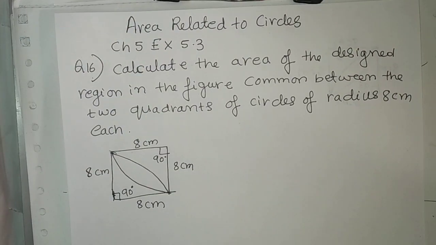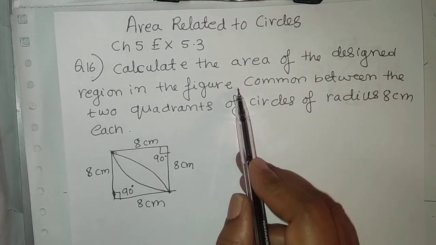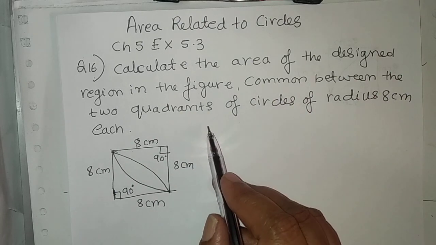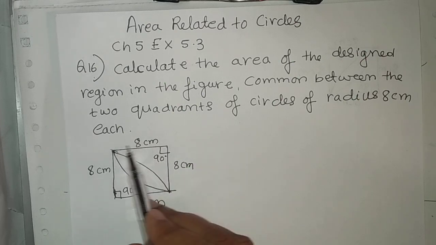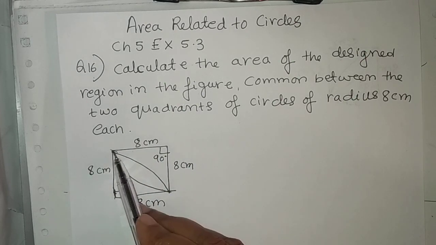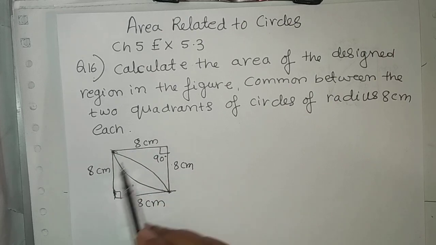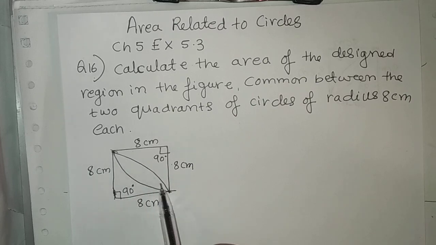So 16th is: calculate the area of the designed region in the figure, common between the two quadrants of a circle 8 centimeters each. So a square is there or a quadrant. See, this is one quadrant and this one is another quadrant. All the sides are, this is a square and all the sides are 8 centimeters. So the region in the center is shaded.